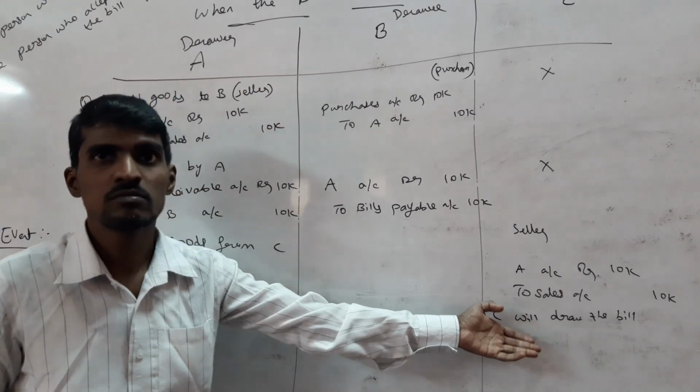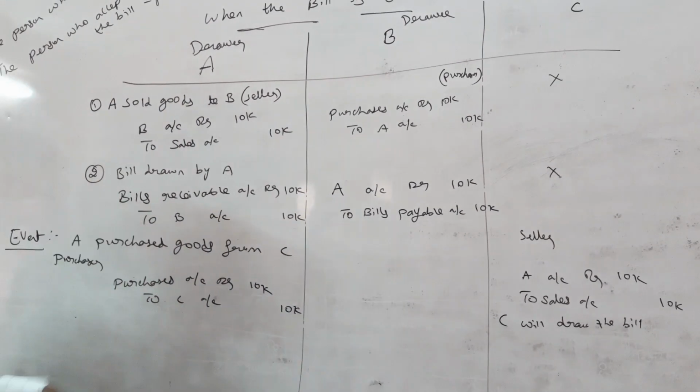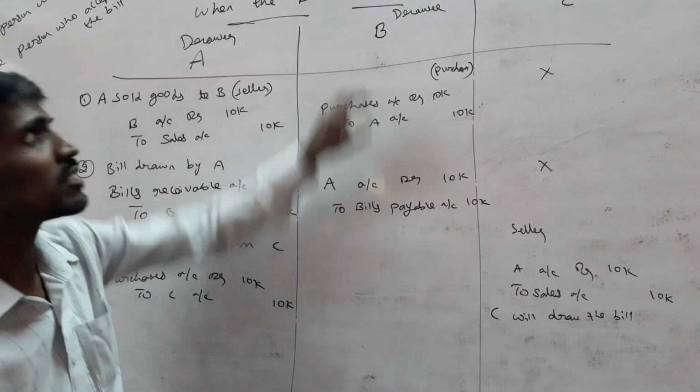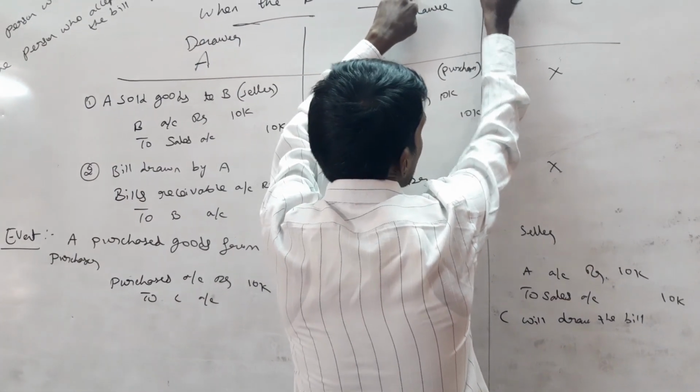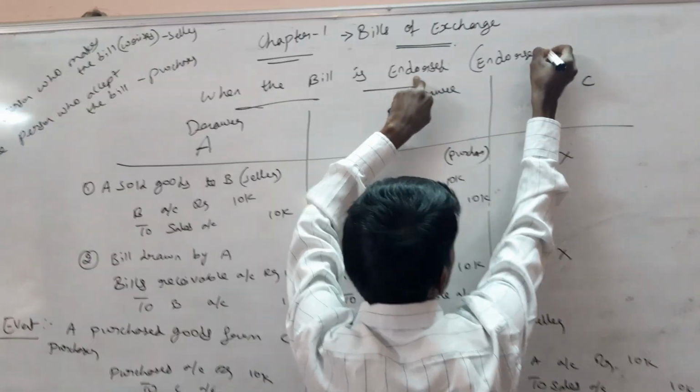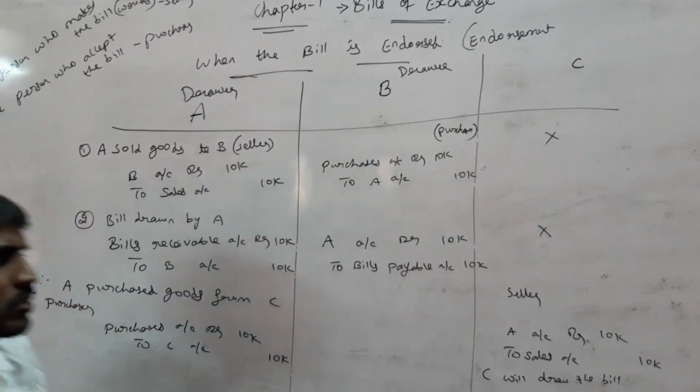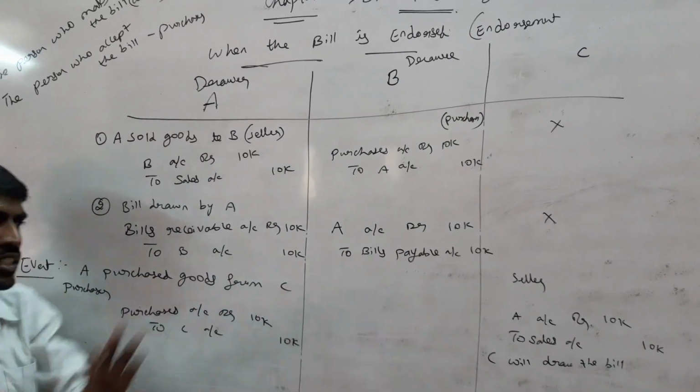So why a new bill again? The same bill he will transfer to the A. That procedure we call as endorsement. And they do not prepare a new bill again, the same bill will transfer to the A.